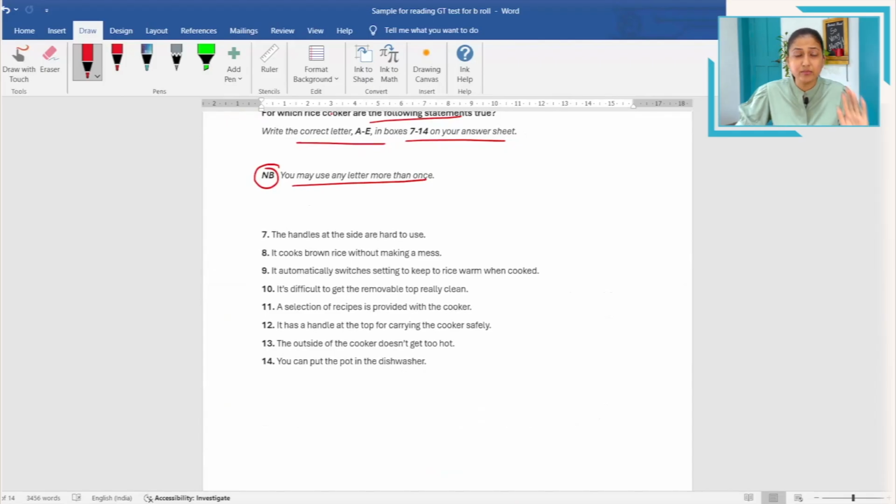Wait, hold on, we'll come to that later. But what do we notice here? In section 1, there are 2 texts, right? Text 1 has 6 questions. Text 2 again has questions from 7 to 14. Yes? And in both the texts, we saw that there is just one set of questions for each, right?